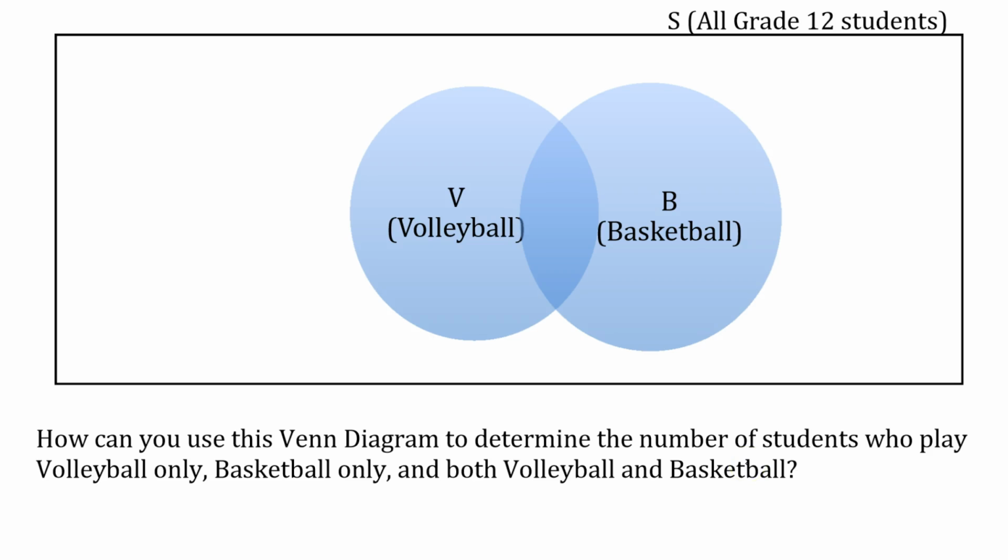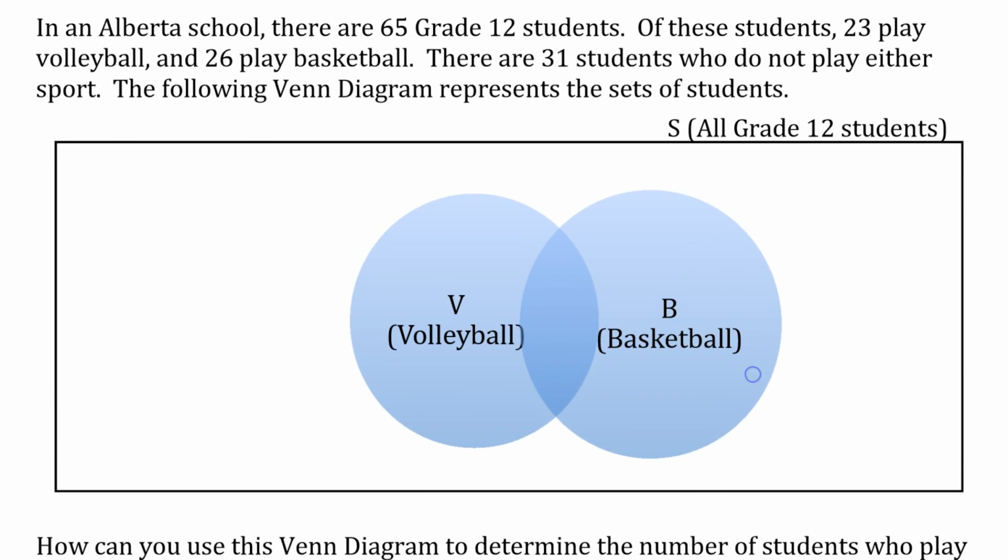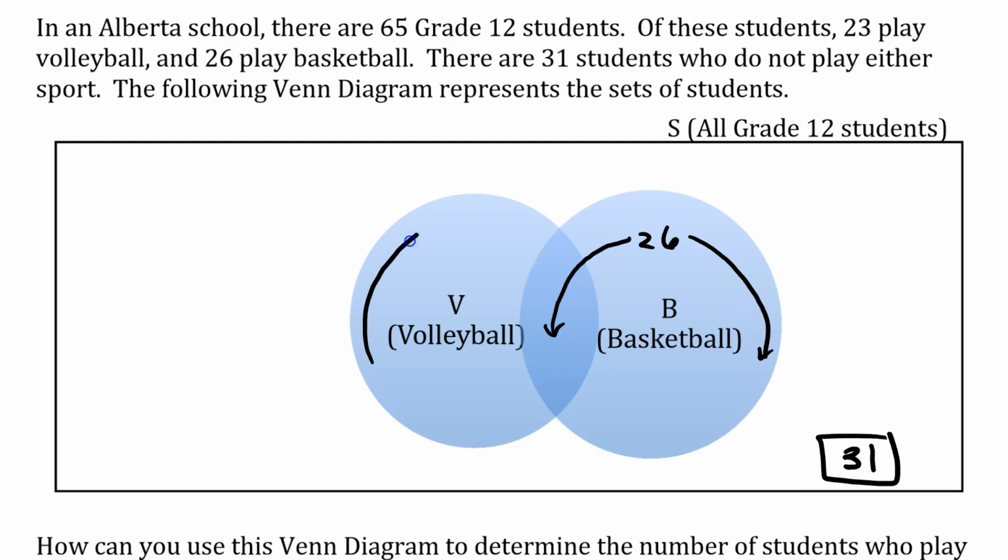The only thing that we know for certain is that there are 31 students who play neither, and everything in this whole circle is basketball, 26. And this one right here is 23. But there will be some overlap because there are people who just play basketball and there are people who just play volleyball. But we need to figure out a few things first.